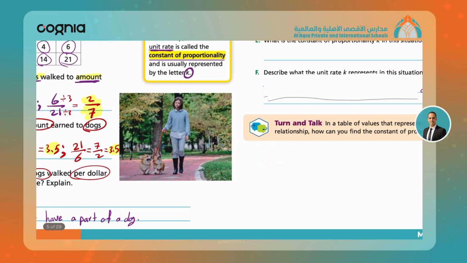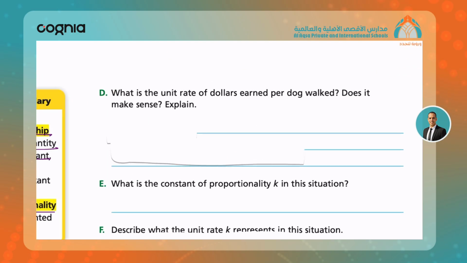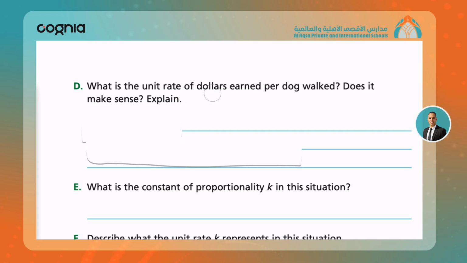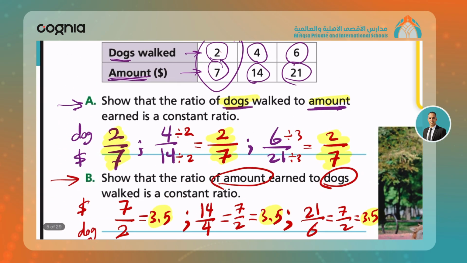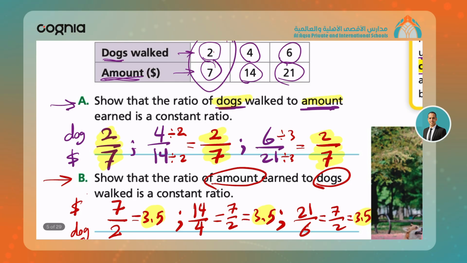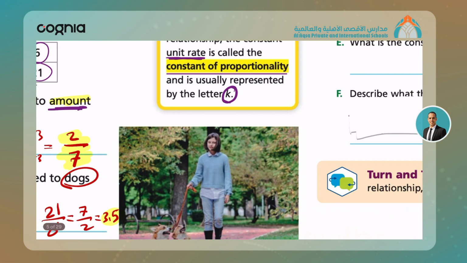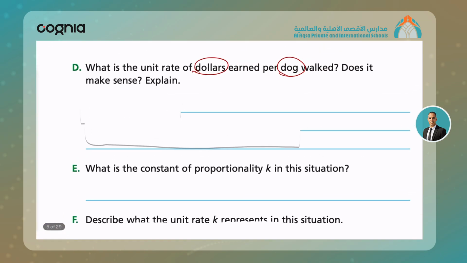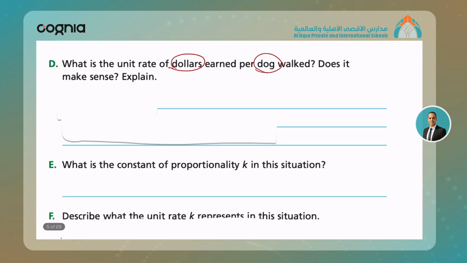Okay. Question D. It says, what is the unit rate of dollars earned per dog? So it seems here to be the opposite. Okay, so here we need money divided by dogs. And this is what we did in question B. We divide the money by the dogs. 7 divided by 2 is equal to 3.5. So it's $3.5 per dog.